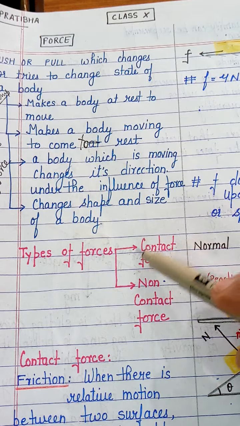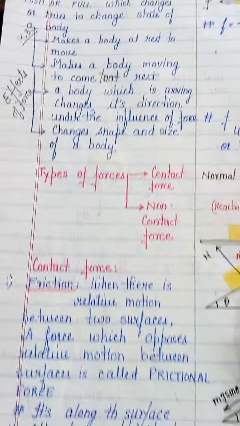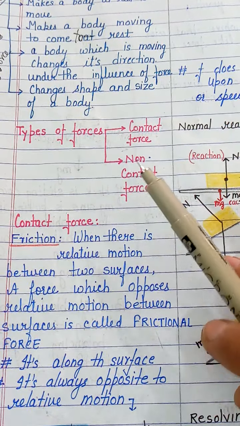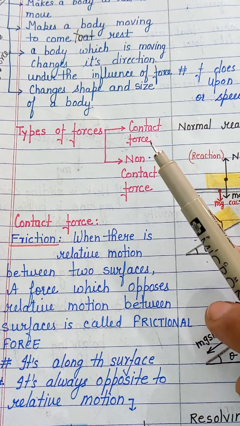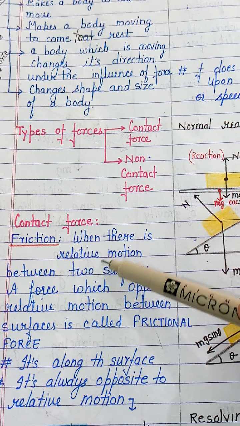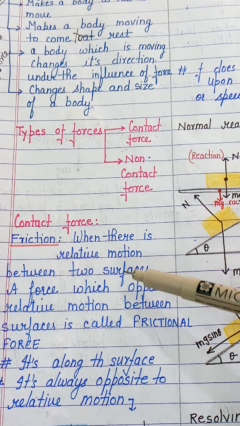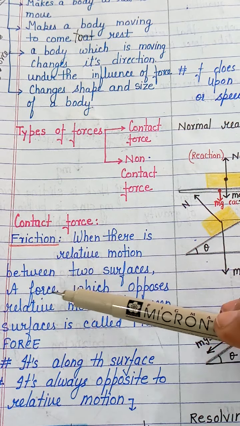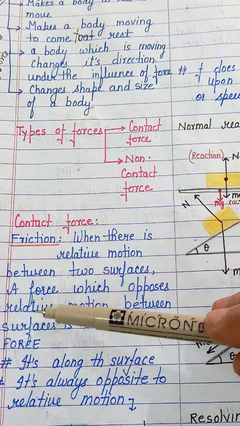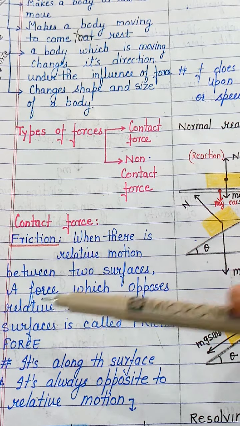So now we are going to start with the contact force, and the first contact force we are going to discuss is a frictional force. Now you all are already having idea of friction. What is friction? When there is, see the word relative, when there is relative motion between two surfaces, a force which opposes the relative motion. I'm not saying motion, I'm saying relative motion between the surfaces is called frictional force.